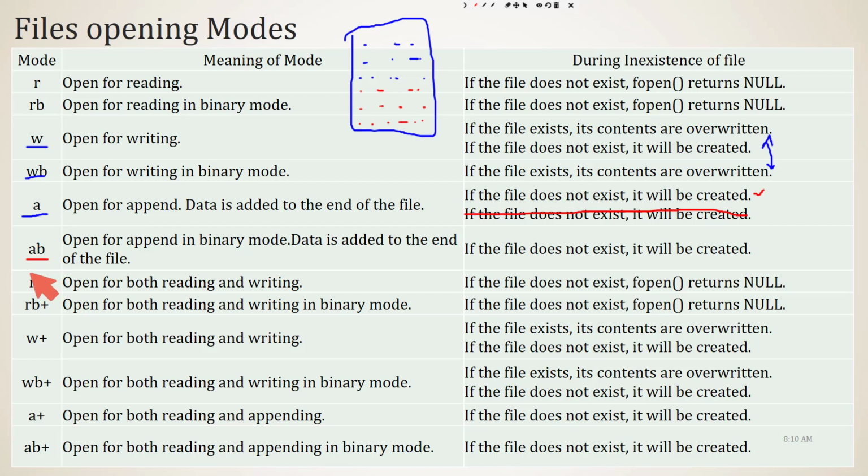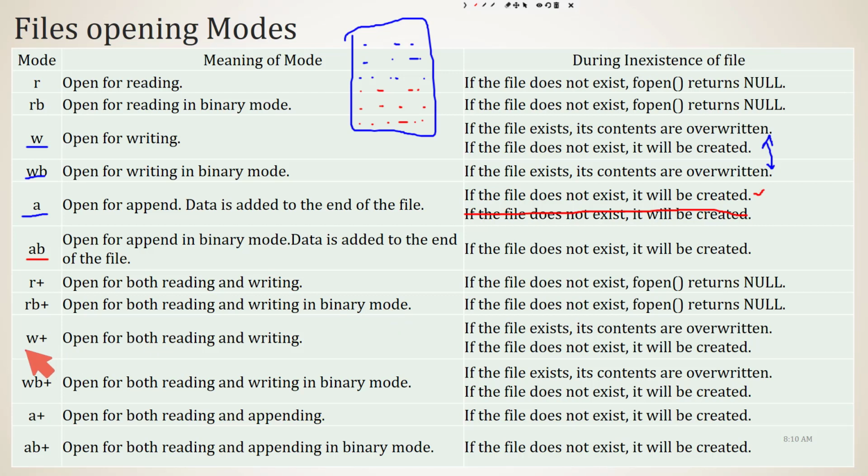Next, along with all these modes, we have a plus, R plus. If a file is opened in R plus mode, it is open for both reading and writing. You can perform both reading and writing in this file. If the file does not exist, fopen returns NULL. Similarly, RB plus is for reading and writing in binary mode.